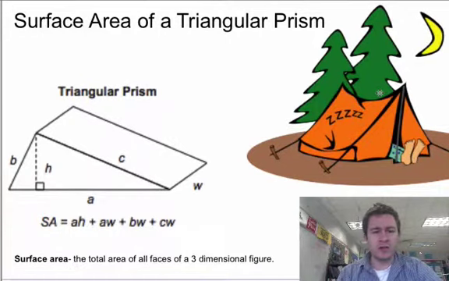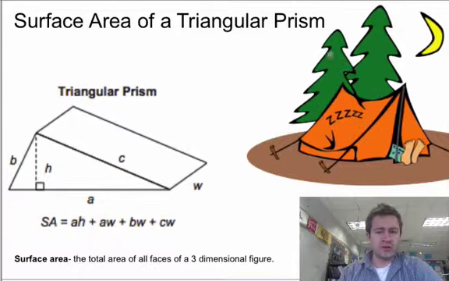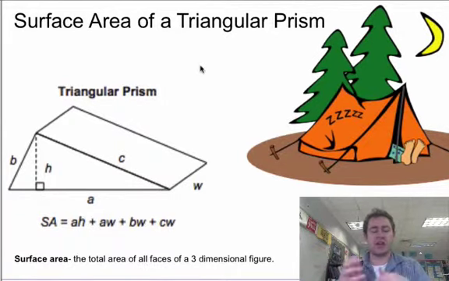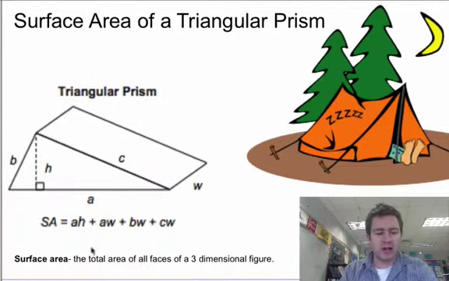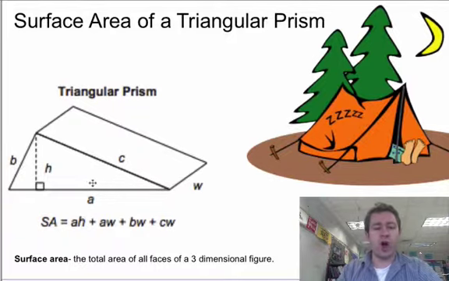Ladies and gentlemen, welcome to our lesson, the surface area of a triangular prism. A prism has two bases, and since it's a triangular prism, the triangle is its base. And so there are two triangles, the top and the bottom, for the two bases. Surface area in general, by definition, is the total area of all the faces of a three-dimensional figure. And so we're trying to figure out the area of all sides.